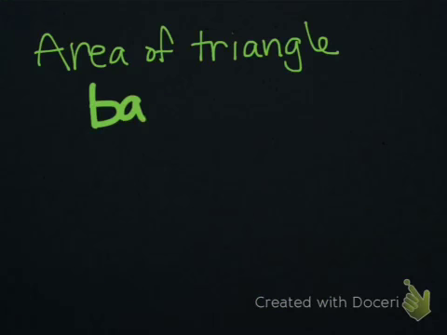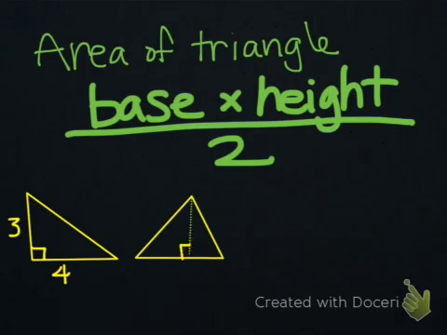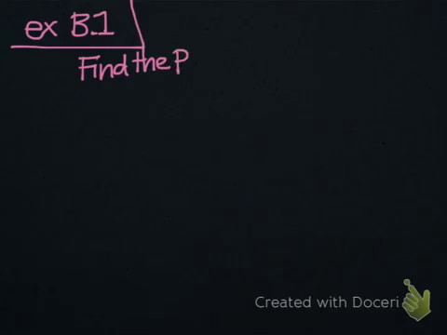The area of a triangle, as a reminder, is base times height divided by 2. When we look at these 3 triangles, they all have the same area because their height is 3 units and their base is 4 units. So the area is 4 times 3 divided by 2, which is 6 square units.